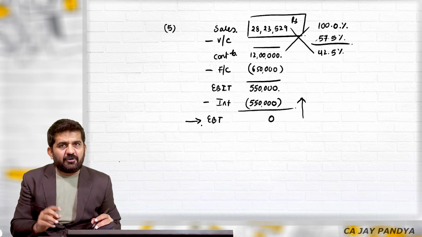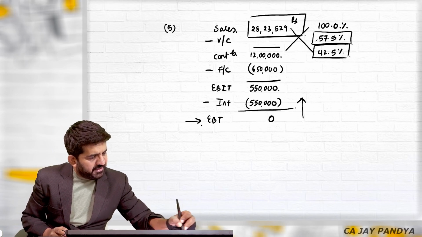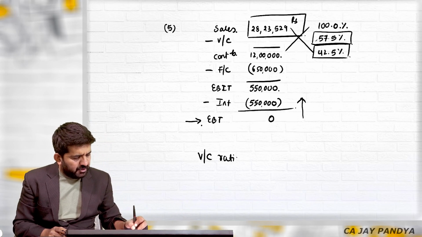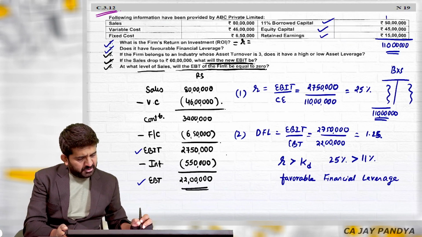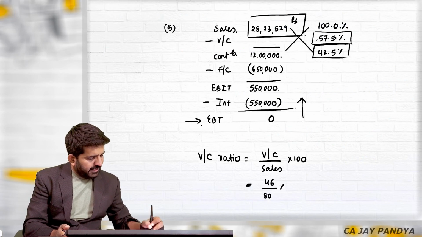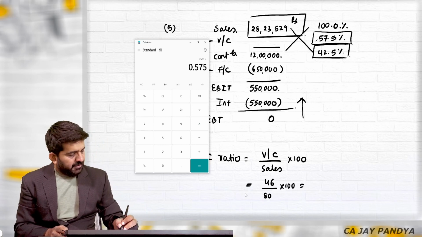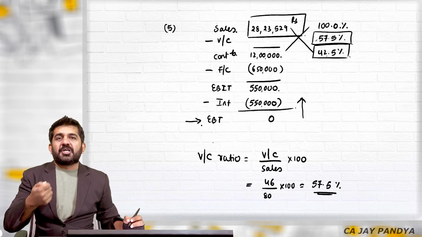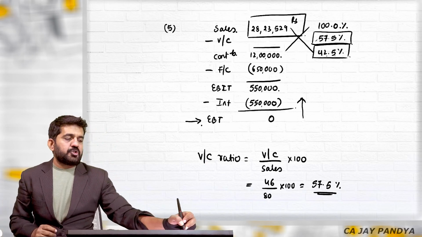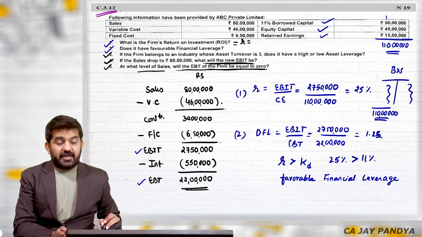I have not used concept of leverage. I have just used normal working and found out this answer. Those who are wondering how this 57.5 came, it is nothing but variable cost ratio. Variable cost divided by sales into 100. What is variable cost? 46 lakh upon 80 lakh multiplied by 100 is 57.5%. And we know contribution ratio is 100 minus variable cost ratio. So contribution ratio will be 42.5%. And we will get answer of this, answer number 5 also. This will give you 10 marks. Let us go to next one.